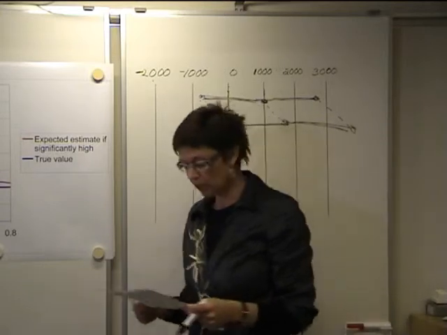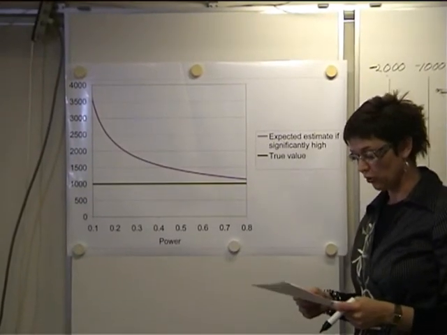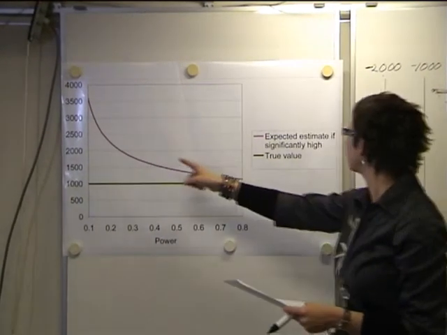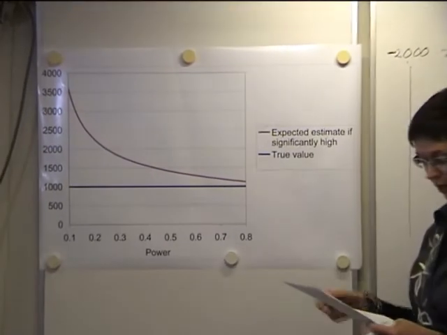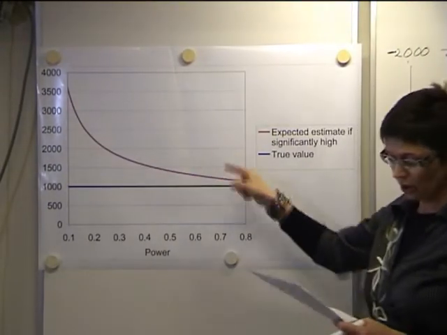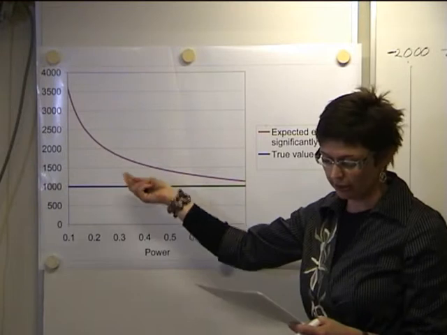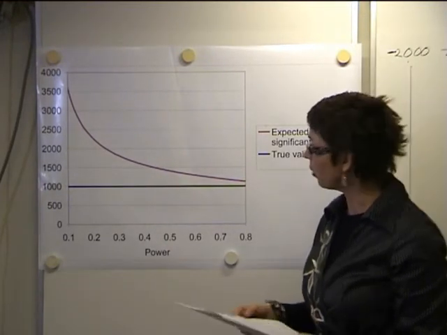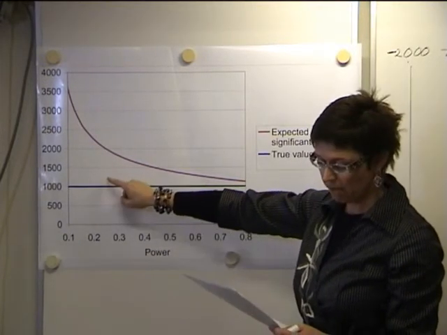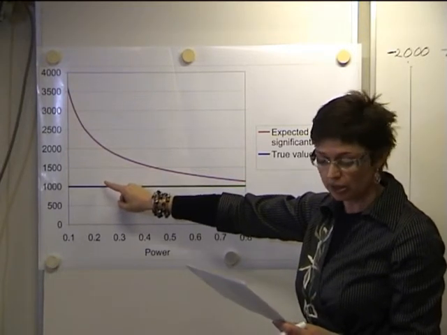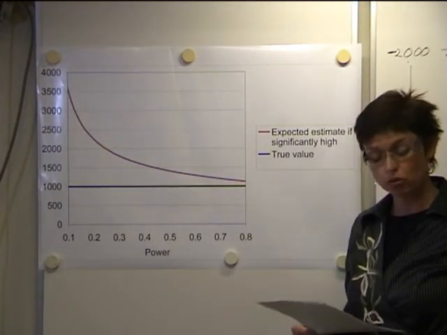This is a graph which exemplifies the publication bias that will arise from the strategy to publish only if significantly high, as a function of the power of the test. The upper line gives the expected estimate if significantly high, while the lower line presents the true value. The gap between the two lines indicates the publication bias, and as you can see, the lower the power, the greater the bias. The graph shows that in our example, where the power was 0.2 and the true income difference was 1,000 kroner, the expected income difference, given that it is significantly high, is about 2,200 kroner, which is more than twice the size of the true one.